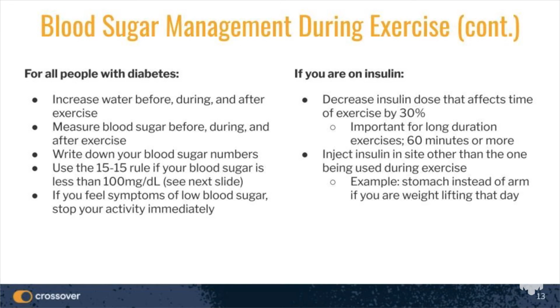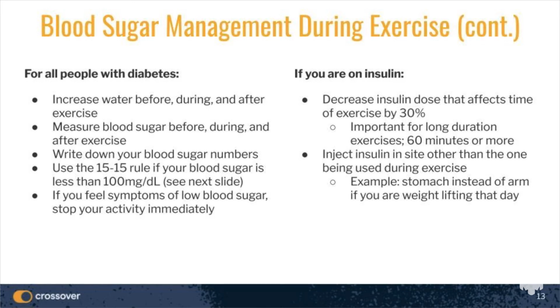I know that seems like a lot of checking, but when you're first embarking on an exercise or a physical activity routine, you may not know how it's going to affect you. And the best way to find out is really through tracking how you're moving and tracking those blood sugars before, during, and after. So check your blood sugar, but also write it down.